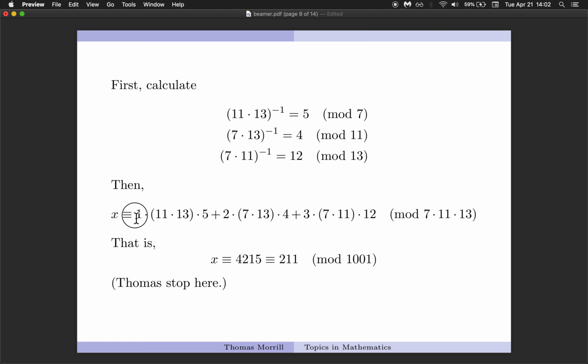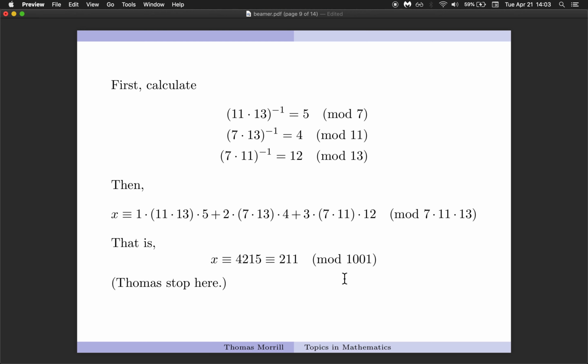So I'll clean up this bit, multiplying it all out, adding it up. I get 4,215, and the modulus, 7 times 11 times 13, is 1,001. That's the basis for some pretty cool mathematical party tricks too, but that's not what you're here for.